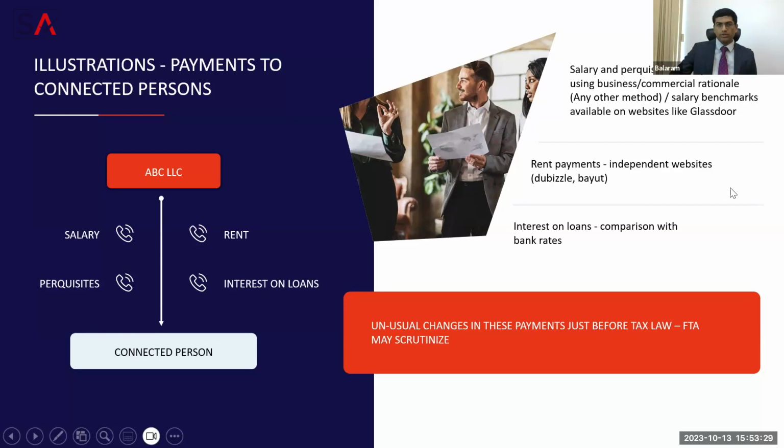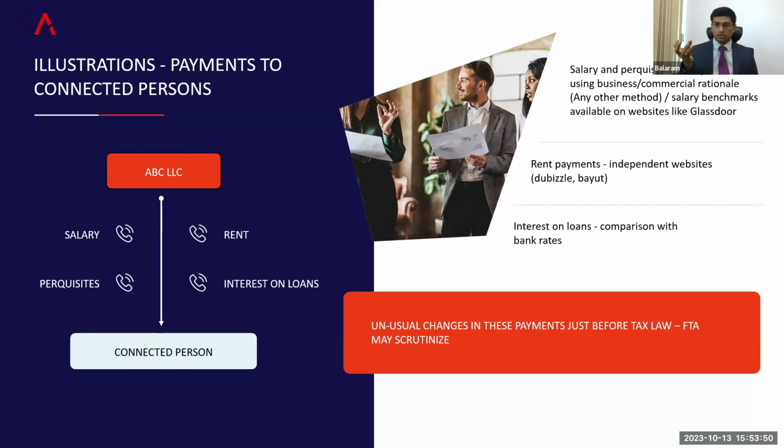So the arm's length principle, as I mentioned, has various methods to follow to be able to arrive at that arm's length pricing. So we need to make sure that they are at market rate. So how do we arrive at market rate? In general understanding, whatever services this owner is providing to the company.